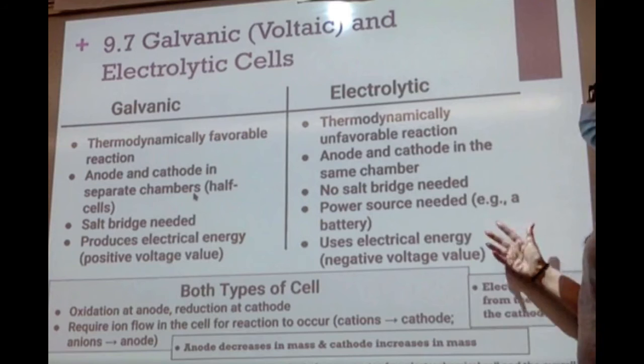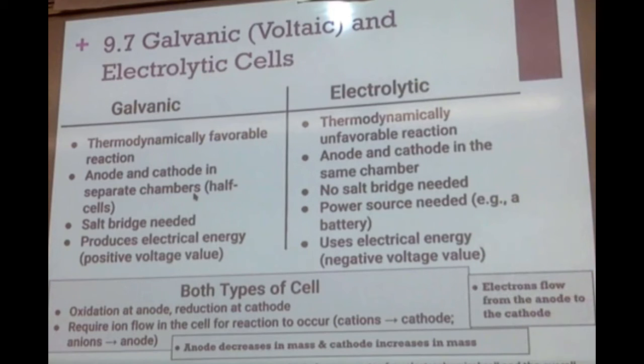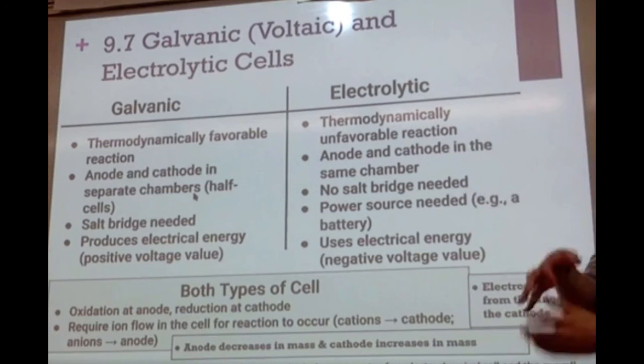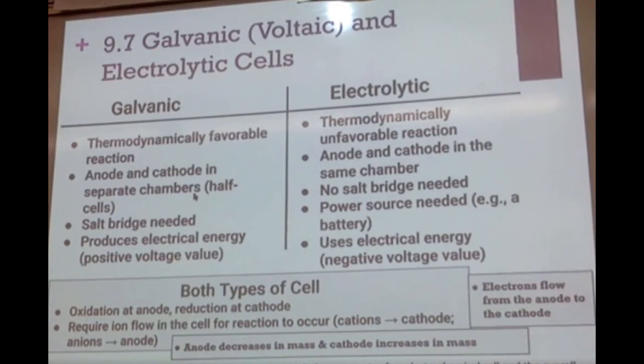Electrolytic cells are unfavorable reactions. They do not happen on their own. And since they don't happen on their own, some sort of power source is needed. You have to run electricity through it for it to work. The anode and the cathode are in the same chamber, so they're in the same container. You don't need a salt bridge because everything is in one container, and it uses energy.